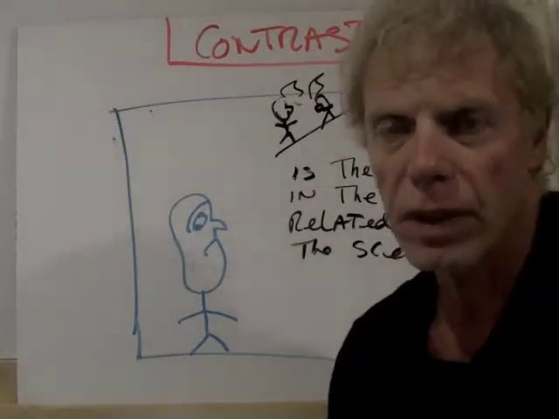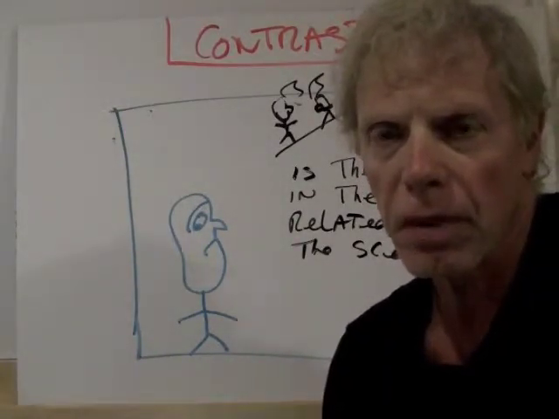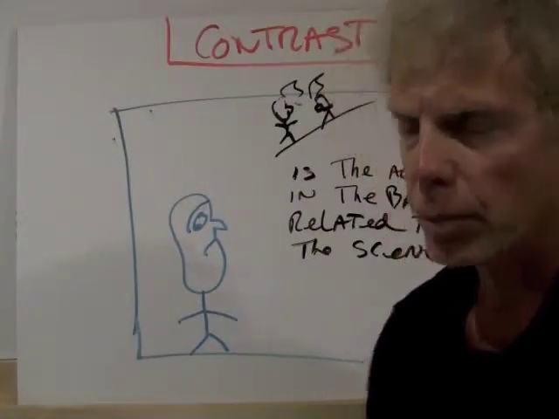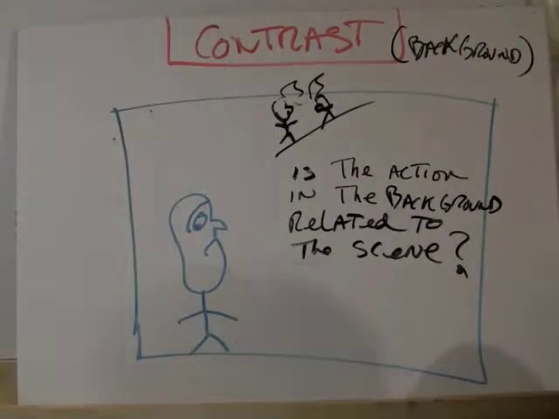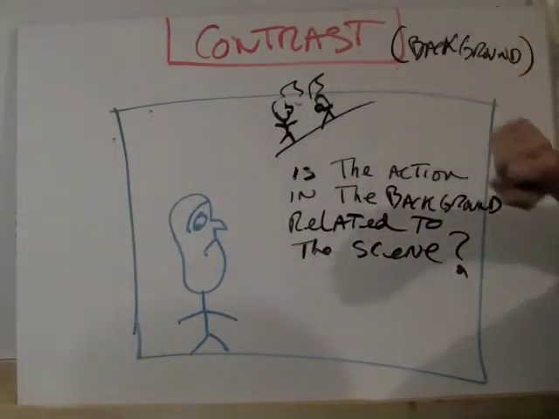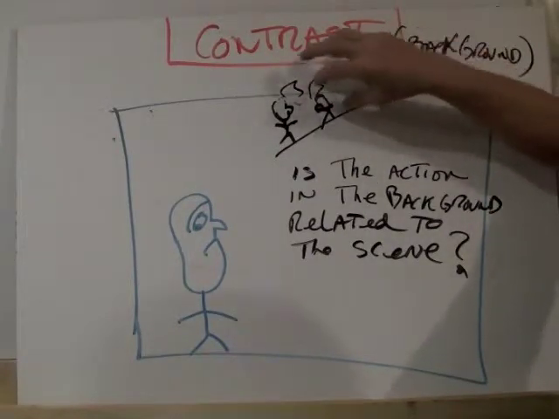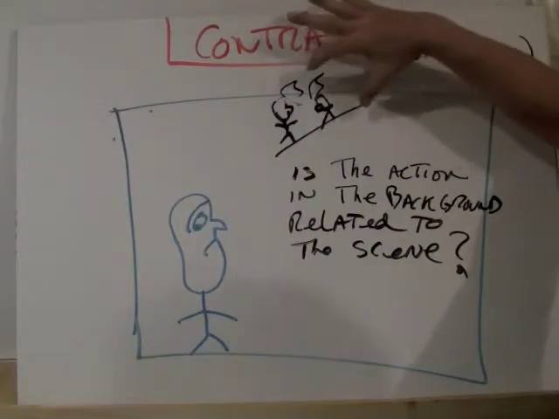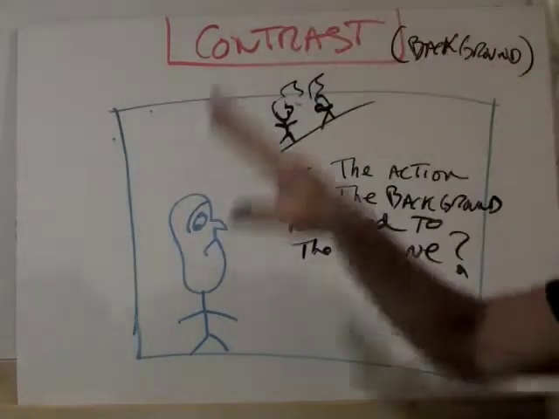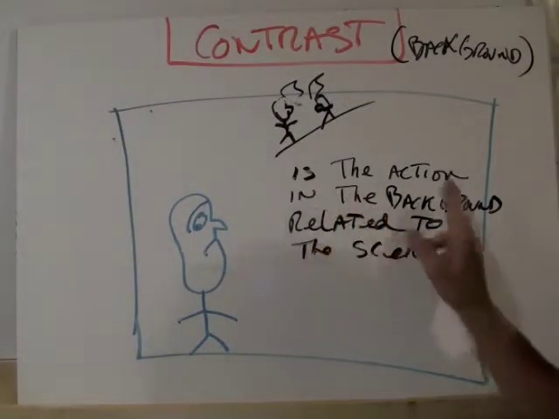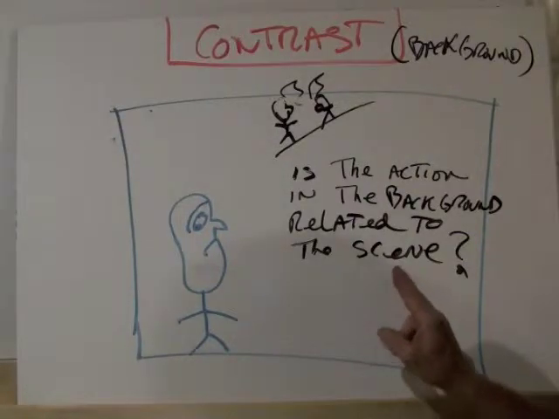Contrast. Specifically to the background, you need to be very aware of what is going on behind your subject. For example, if we have a subject here that is dealing with a particular situation, and in the background, because we're not professionals and we're filming on location, there might be a discussion going on between two people that may be animated, and the emotion in the background may have nothing to do with the emotion of the main subject. So the question you need to ask yourself is, is the action in the background related to the scene?